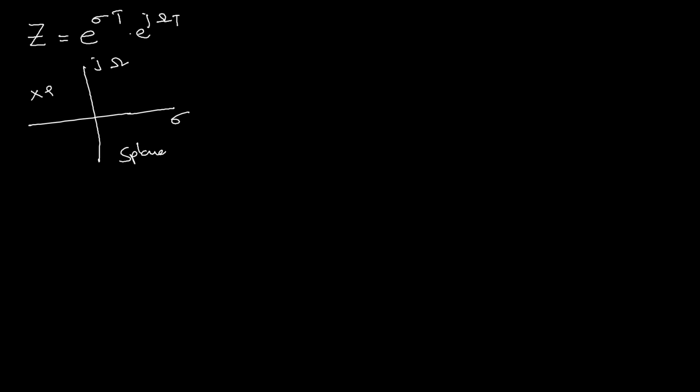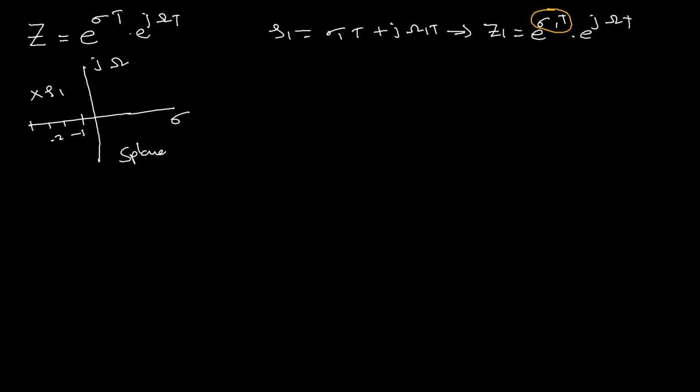Let us assume I have a pole in the left half of your S plane, S1. S1 has a sigma 1 value. You know that all these values are negative, -1, -2 and so on. So S1 is sigma 1 plus j omega 1 T. What is the corresponding Z1? Z1 you can write as e power sigma 1 T into e power j omega 1 T. In this you can observe that sigma 1 is always a negative value, so the overall e power sigma 1 T is always less than 1.